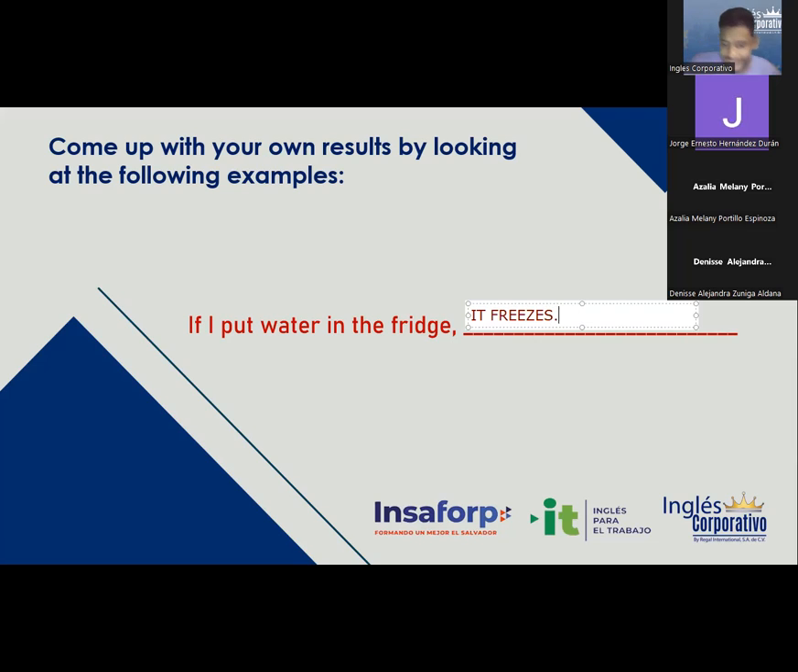It freezes. Se congela. It freezes. We can also say it gets cold. Como que se hela. Okay. Ambas están correctas. If I put water in the fridge, it freezes. If I put water in the fridge, it gets cold. Si pongo agua en la refri, se congela. O se hela. All right. Yes. Muy bien, muy bien.